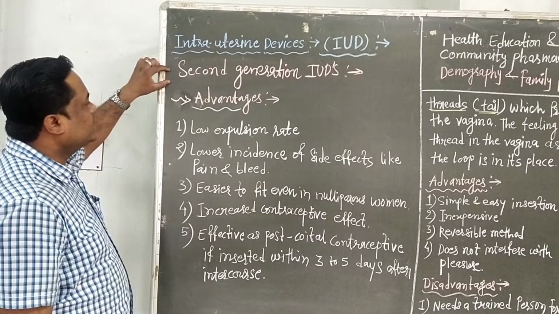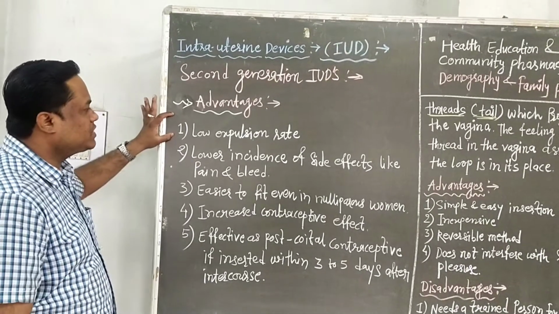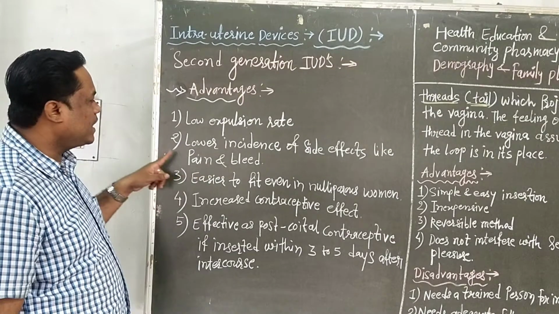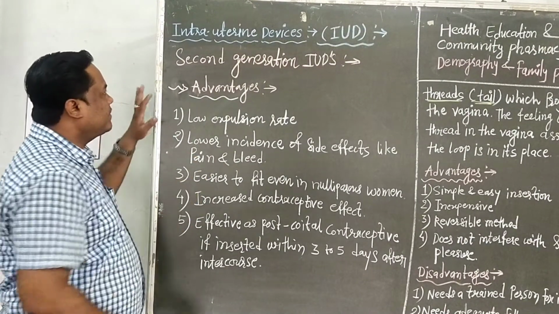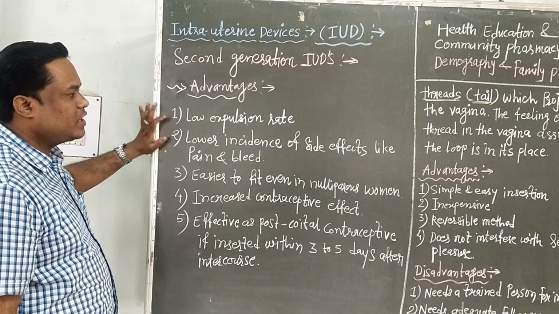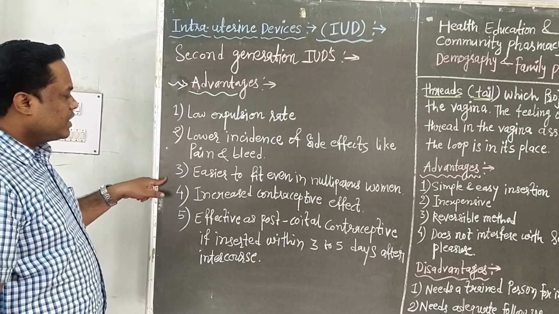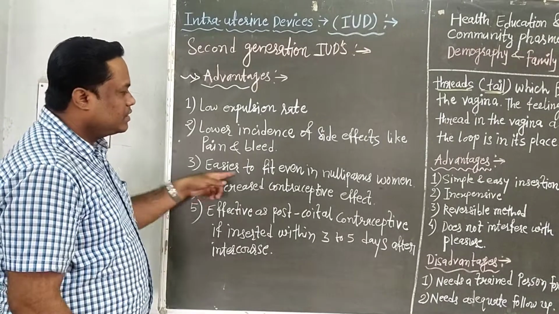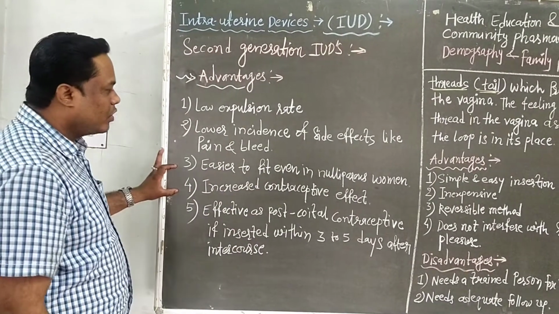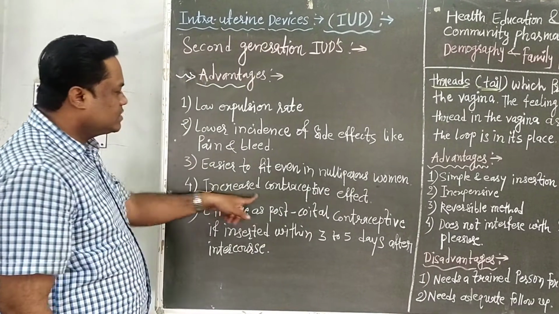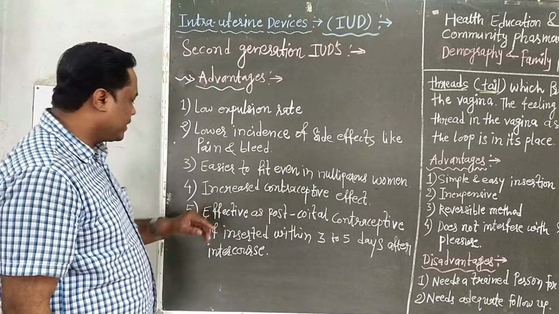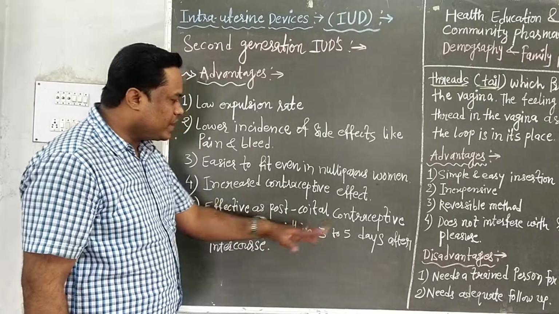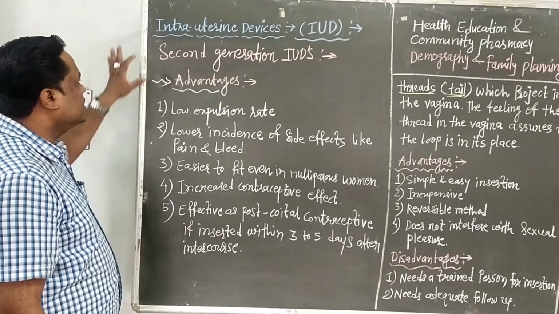Then next we have to see the advantages of second generation IUDs. The first is that it has a low expulsion rate, meaning the chance of it being pushed out is low. Second, it has a lower incidence of side effects like pain and bleeding. Third, it is easier to fit even in nulliparous women, meaning in first time insertion it fits easily. Next, it has an increased contraceptive effect for family planning. Last, it is effective as a post-coital contraceptive if inserted within 3 to 5 days after intercourse. These are the advantages of second generation IUDs.